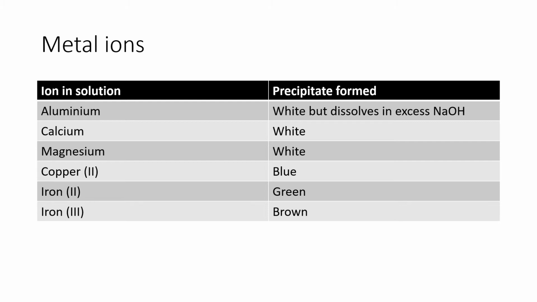Three that do make interesting colours: copper will form a blue precipitate, iron 2 will form a green precipitate, whereas iron 3 will form a brown precipitate. So this is using precipitate reactions. This is how we can test for these metals in a hydroxide by adding sodium hydroxide to it and looking at what colour precipitate is formed. So can you pause the video and pop those precipitate colours and the ions down, please?